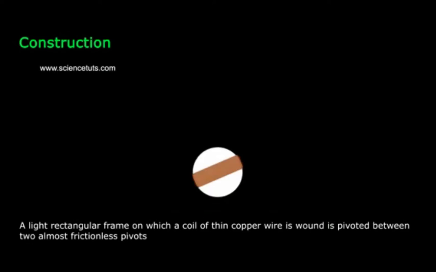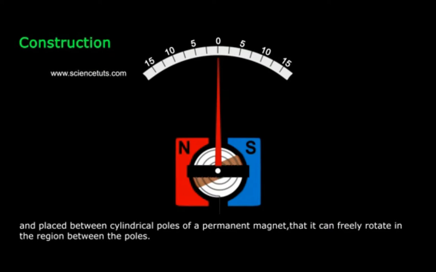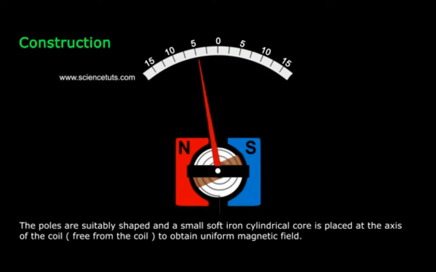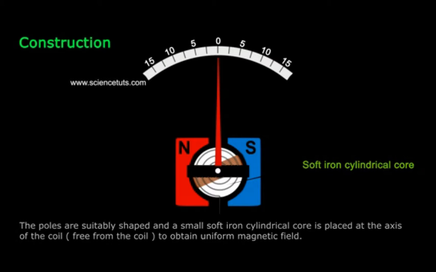Construction. A light rectangular frame on which a coil of thin copper wire is wound is pivoted between two almost frictionless pivots and placed between cylindrical poles of a permanent magnet so that it can freely rotate in the region between the poles. The poles are suitably shaped and a small soft iron cylindrical core is placed at the axis of the coil, free from the coil, to obtain a uniform magnetic field.